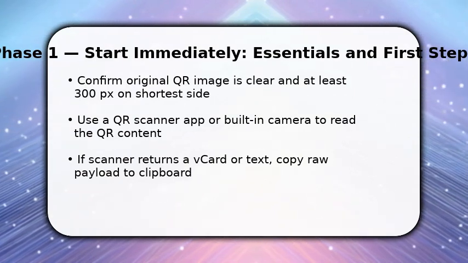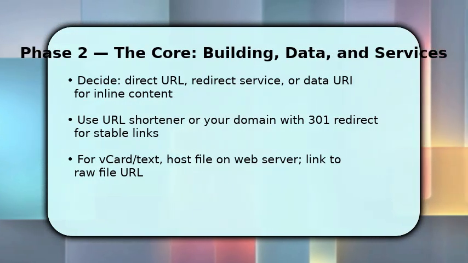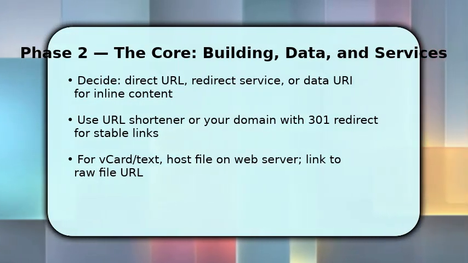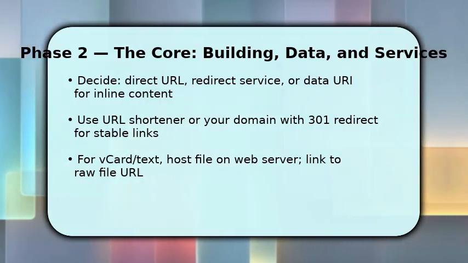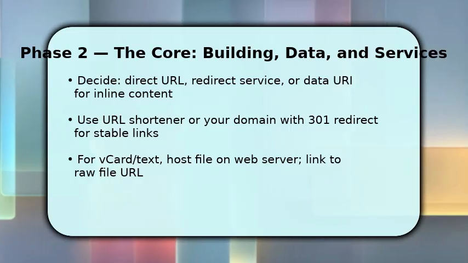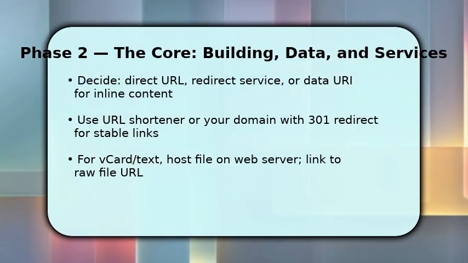Now you convert that payload into a usable link. If the payload is plain text, create a small hosted file and upload it to your server, then copy the file URL. If you need a clean, shareable address, set up a 301 redirect on your domain or use a shortener to avoid long query strings.